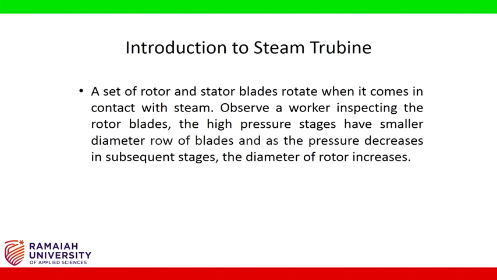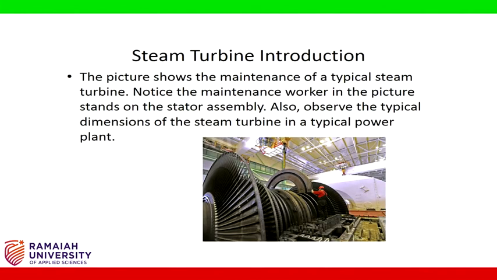Observe a worker inspecting the rotor blades. The high pressure stages have a smaller diameter row of blades, and as the pressure decreases in subsequent stages, the diameter of the rotor increases. The picture shows the maintenance of a typical steam turbine. Notice the maintenance worker in the picture stands on the stator assembly. Also, observe the typical dimensions of the steam turbine in a typical power plant.